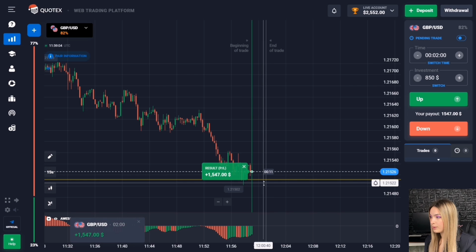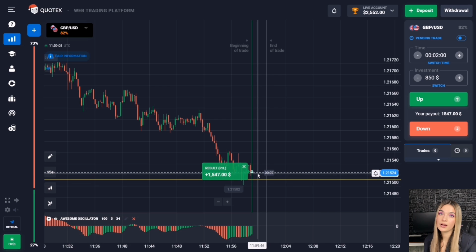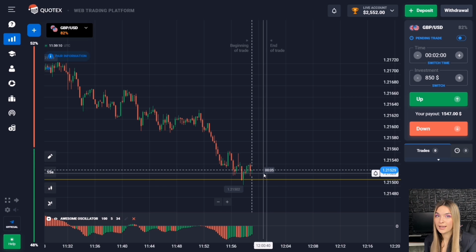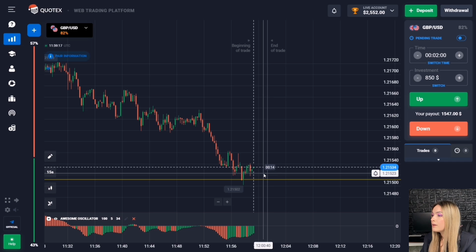Well, guys, it's not bad, although this level has not yet been broken, but in any case, the price continued its movement to the level of support. And after touching this level, there was a reversal and the price began to move up. But we managed to work out exactly on downward movement and 2 minutes were quite enough. Let's continue and consider another situation in the market.